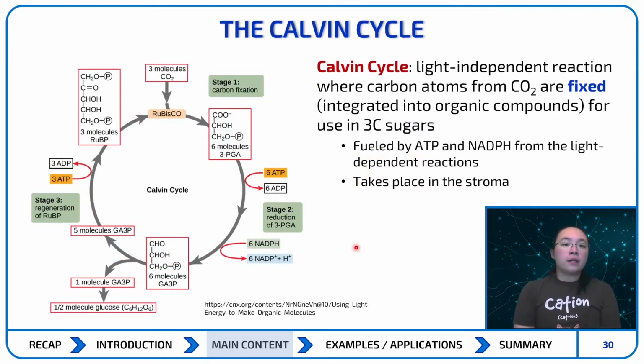The Calvin cycle is a light-independent reaction where carbon atoms from carbon dioxide are fixed. Basically, fixation means that the carbon is integrated into organic compounds for use in 3-carbon sugars. It's fueled by ATP and NADPH from light-dependent reactions. Because it is light-independent, it takes place in the stroma, so it no longer requires light to take place. Looking at this picture here, once again, the steps are presented on the subsequent slides, but I'm just going to stay here so I can explain it through this diagram.